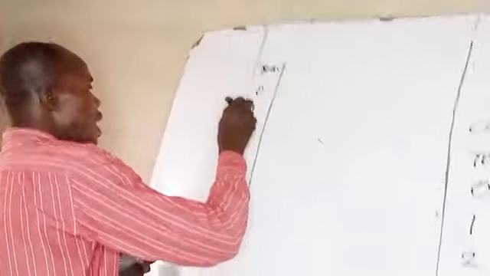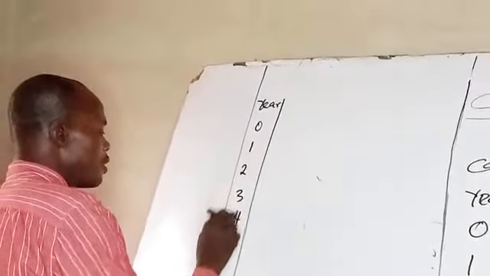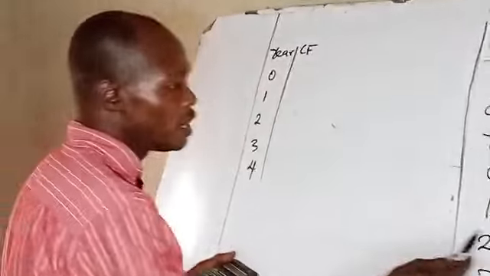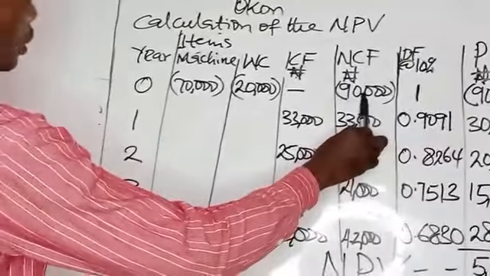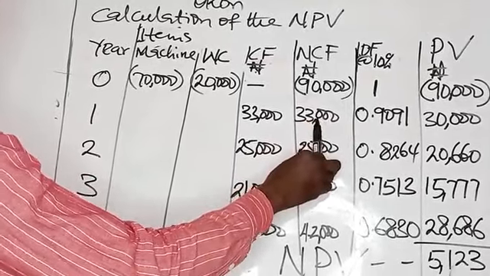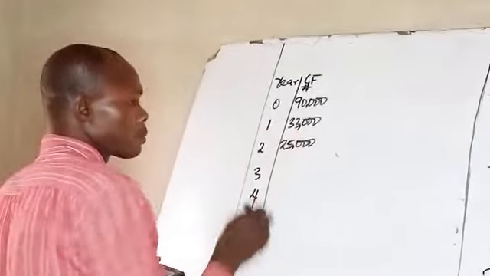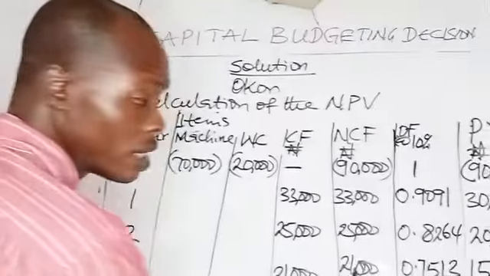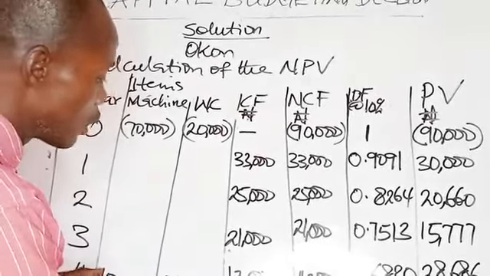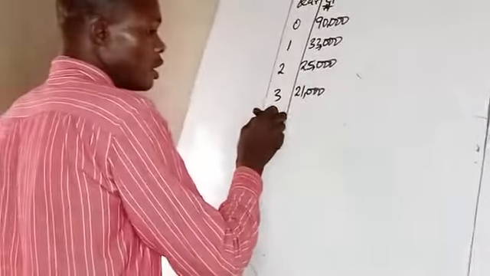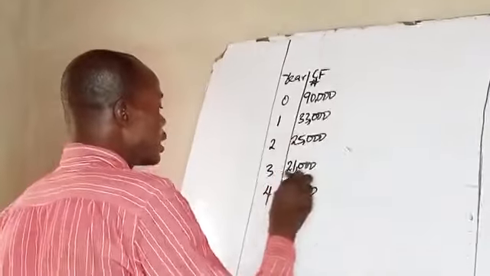Our cash flows: year 0, minus 90,000. Year 1, 33,000. Year 2, 25,000. Year 3, 21,000. Year 4, 42,000. We want to calculate a negative net present value.